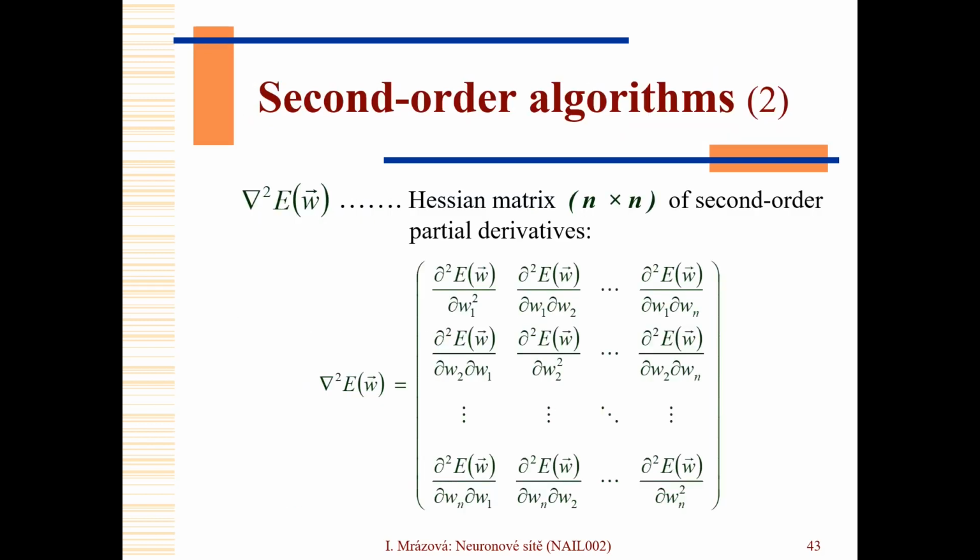The matrix of second derivatives of capital E at the point W is called the Hessian matrix, and its n times n elements represent second-order partial derivatives of the error function with respect to the particular weights.